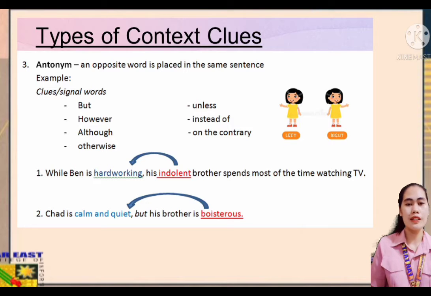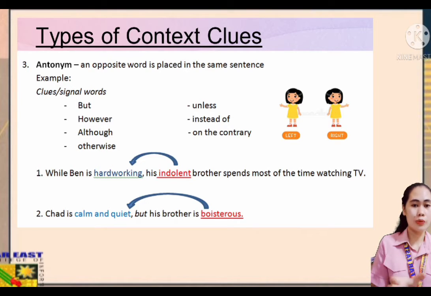So, we have here an example. While Ben is hardworking, his indolent brother spends most of the time watching TV. So, our unfamiliar word is the word indolent. Okay? So, indolent, meron siyang opposite word. No? Ibig sabihin, kabaliktaran niya ng meaning, which is yung word na hardworking.